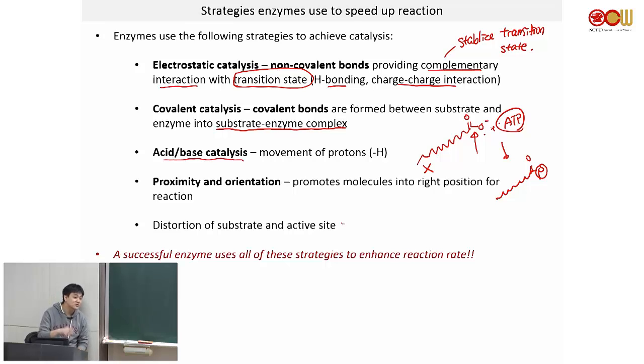You can actually show that as long as you can create a shape that binds to the transition state, and then you don't do any of the above, it still increases the reaction rate. So simply having the correct proximity and orientation, you can get very good rate enhancement or catalysis already. But a good enzyme will use all of this stuff.